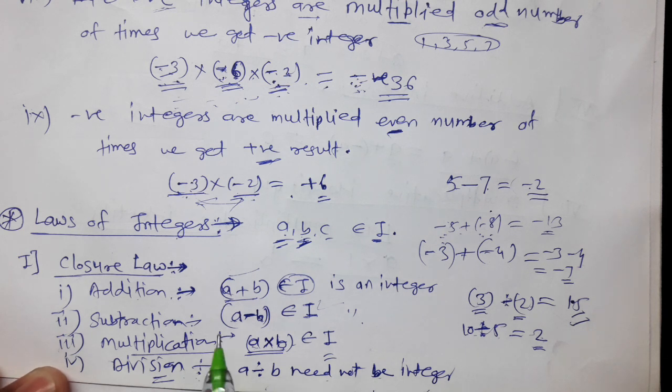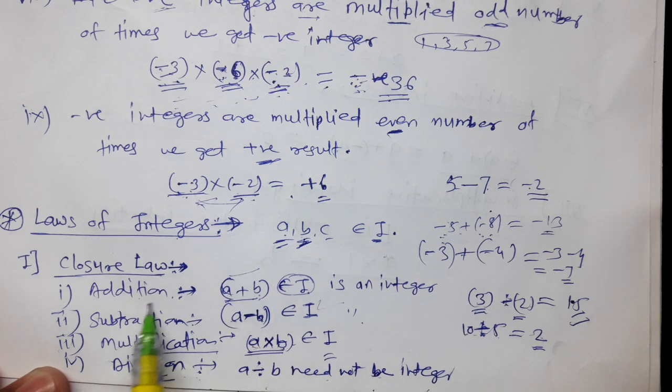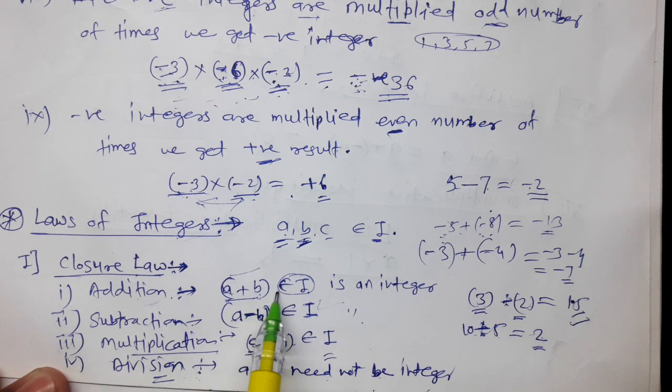Now, if we take any two integers and add them, we always get an integer. So we can say that addition of integers is closed, and it is written as a plus b belongs to capital I, or a plus b is always an integer.